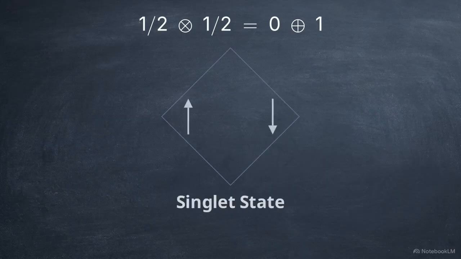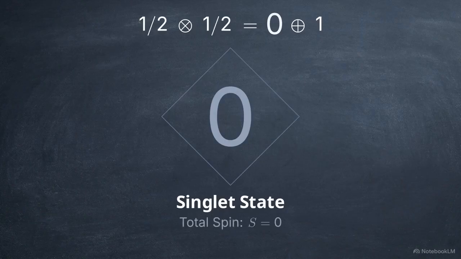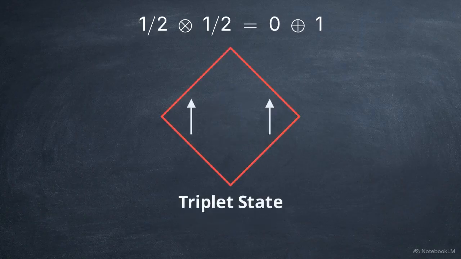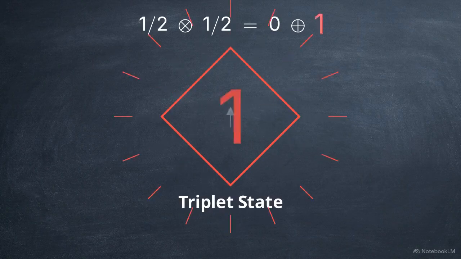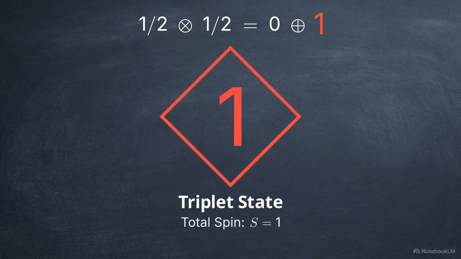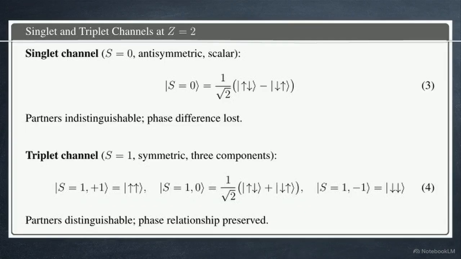This assumption holds mathematically if the system only produces a singlet state, where the total spin equals 0. But it completely ignores the quantum reality of the triplet state, where the total spin equals 1. In Z equals 2 systems, combining spin 1/2 entities yields a singlet 0 state and a triplet 1 state.